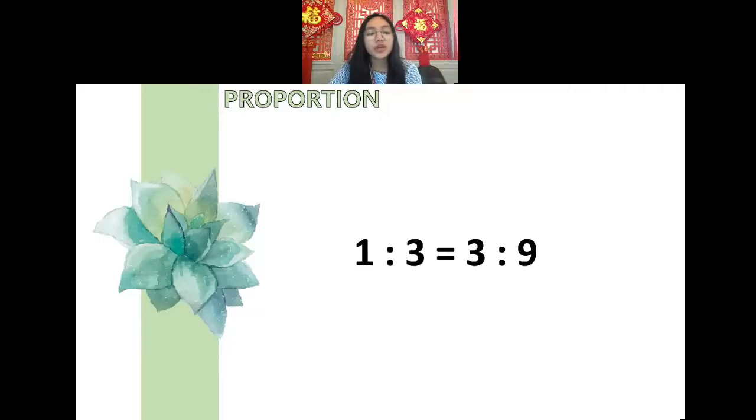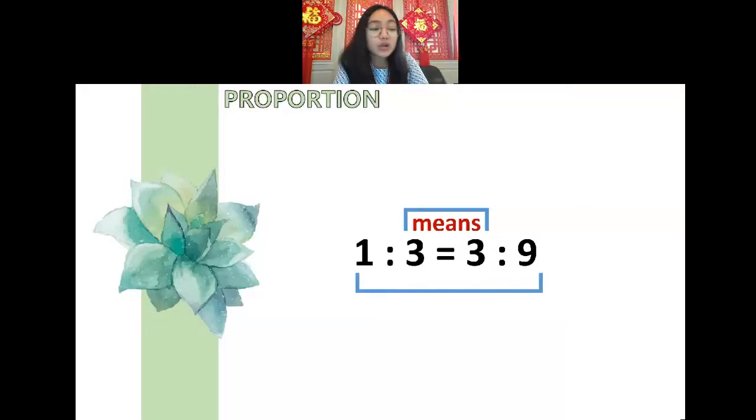Okay, now let's have another one. We have here 1:3 is equal to 3:9. How are we going to know that it is equal? So we have two parts for our proportion. The inner or inside numbers, you call that means. Don't forget that, that is called means. Now the numbers that are outside are called extremes. Inside is means, outside is extremes.